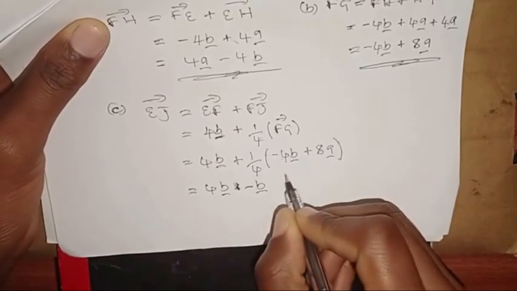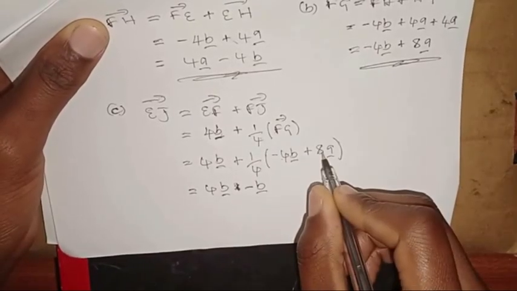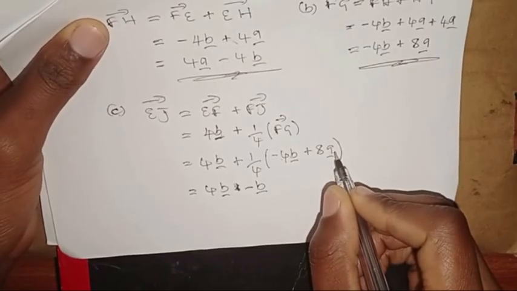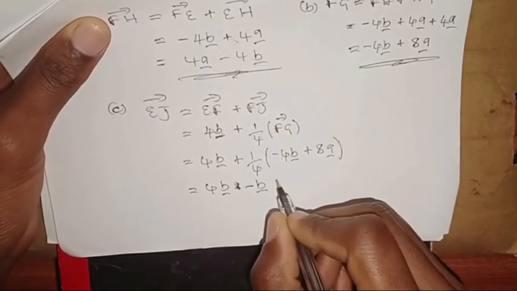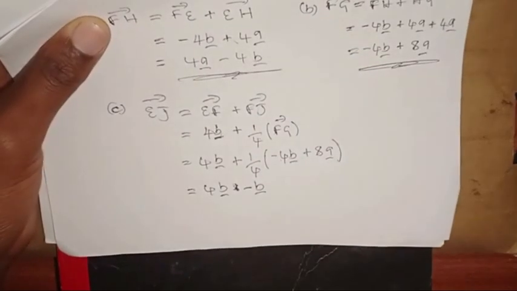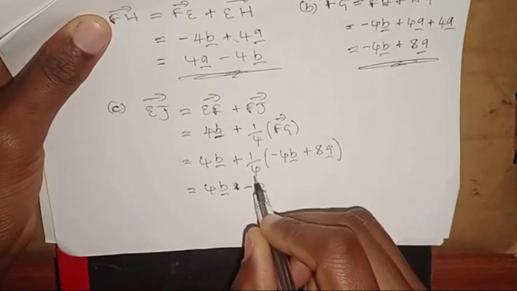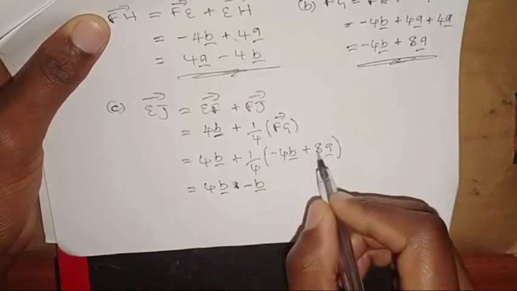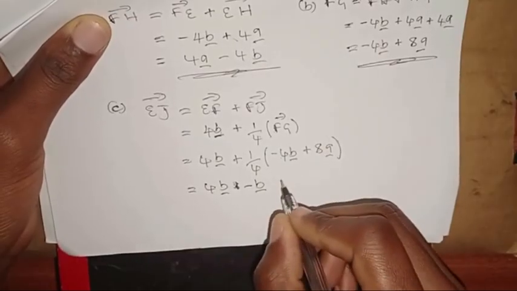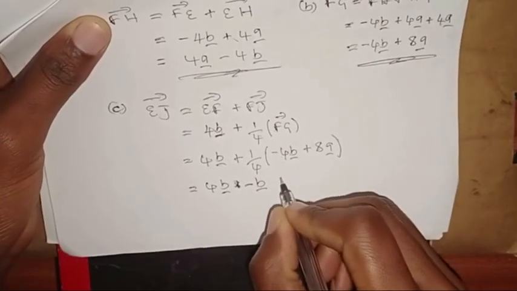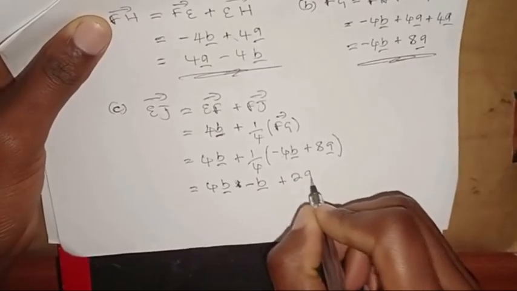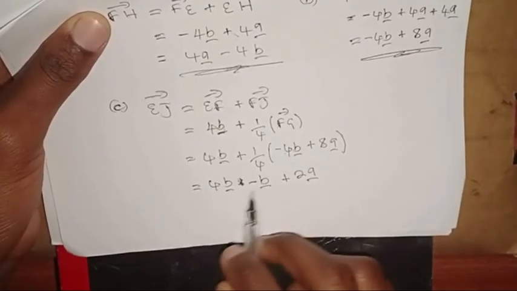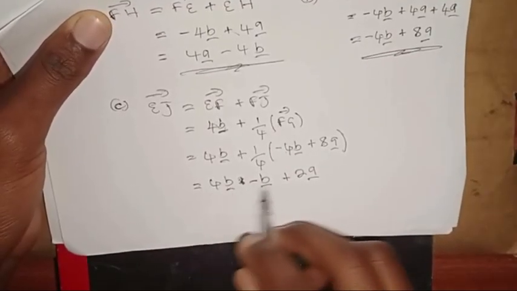Then we are going to have 1 over 4 multiplied by 8a. Since this 4 is the denominator, it's going to divide into that 8 2 times. So it's going to be plus 2a. Now we're not done here because, as you can see, we have 2 terms that have the b.